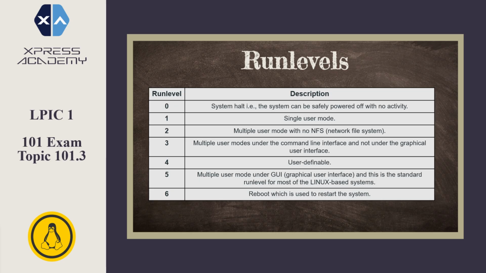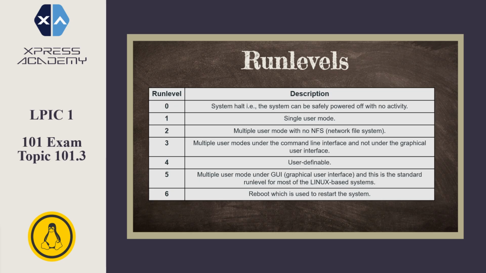Run level 0 is the system halt. The system can be safely powered off with no activity. Run level 1 is single user mode or maintenance mode. Run level 2 is multi-user mode with no NFS, network file system. Run level 3 is multi-user mode under the command line interface and not under the graphical user interface. Run level 4 is user-defined.